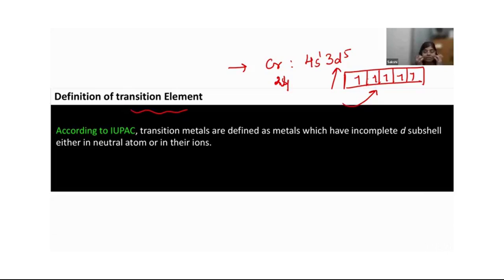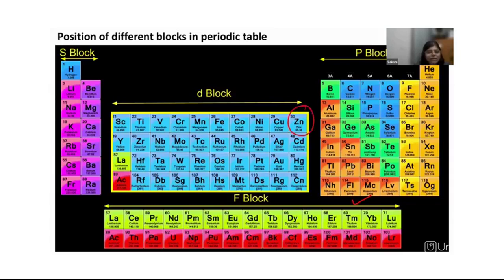So transition elements or transition metals are the metals that have an incomplete D subshell, either in the neutral state or the excited state. Now, let us consider zinc, okay? Zinc, the atomic number is 30. So the electronic configuration is 4s2 3d10. Now you can see in zinc the D subshell is completely filled. So what do you think? Is it a transition element or is it not? Yes, you're right. It is not a transition element because the D subshell is completely filled.